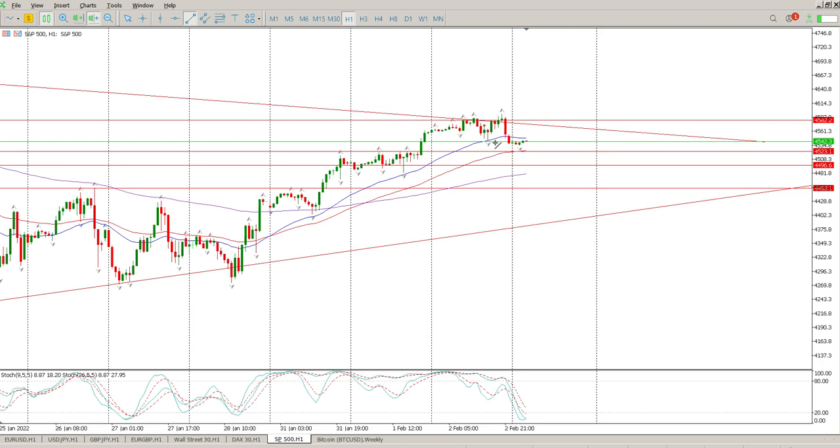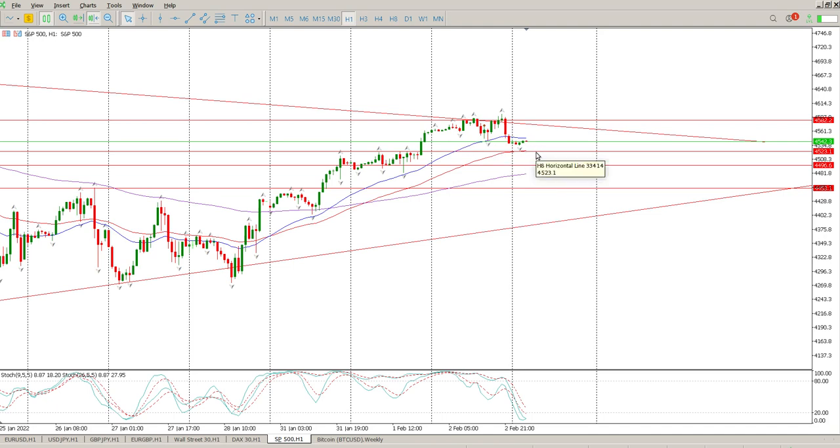I'm not winning with the dogs today, but anyway, the double top target is the height of the double top, which takes us down to this 4500 area. So moral of the story for me today is be cautious, be very, very careful about what's going on.